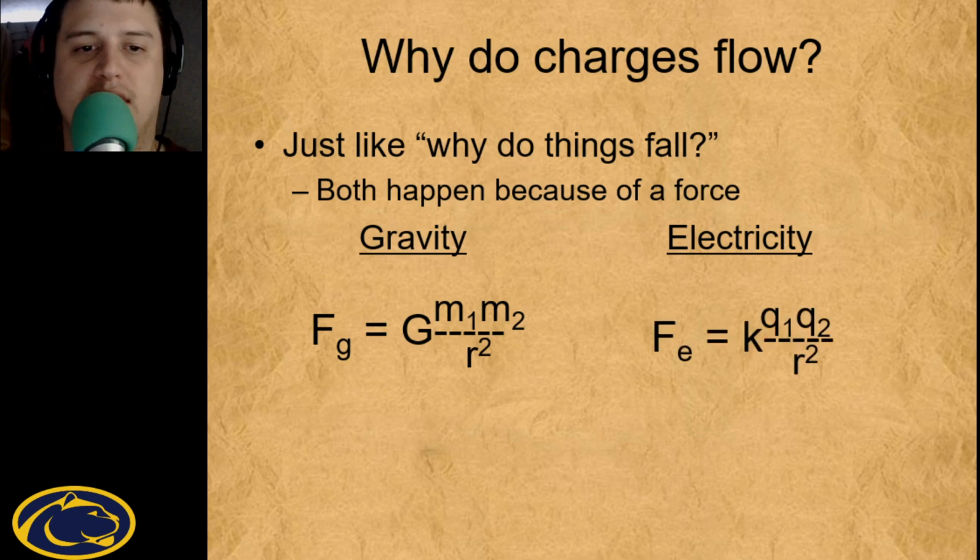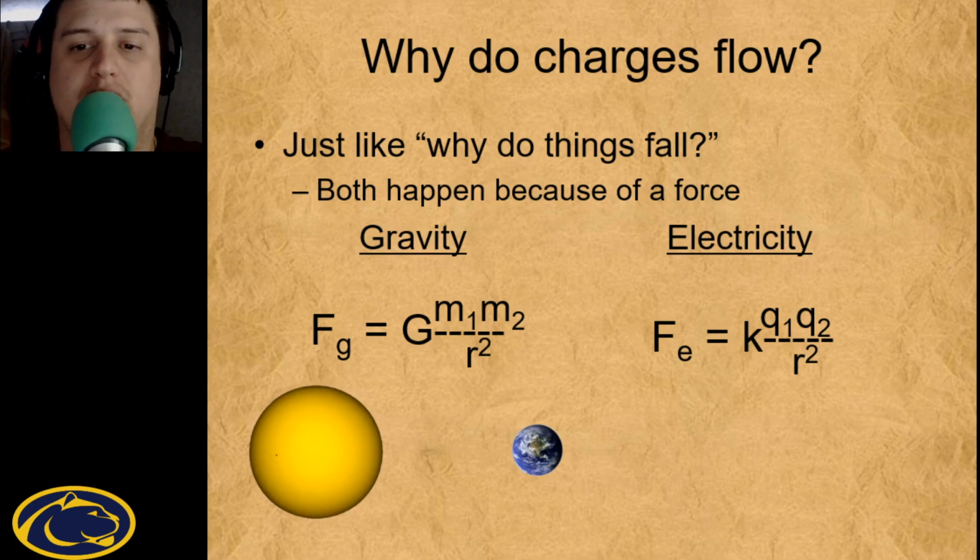For electricity, we have this equation. The force of electricity is equal to constant K times the charge of object 1, which is Q1, times Q2, the charge of object 2, divided by the radius squared. In each case, the radius is equal to how far the objects are apart. Very similar equations, as you can see. In the gravitational equation, we're talking about mass. In the electricity equation, we're talking about charge.